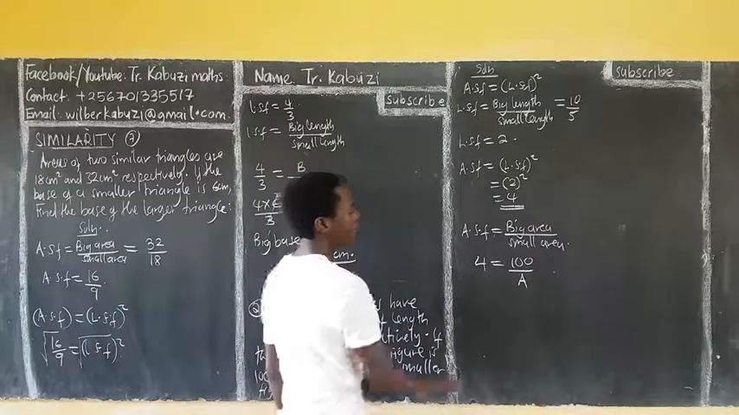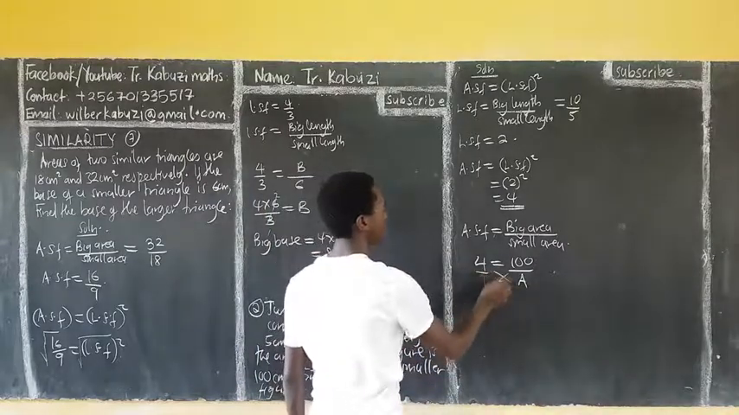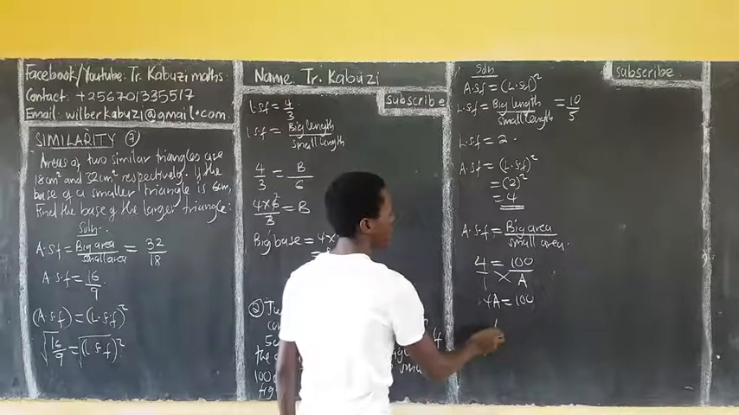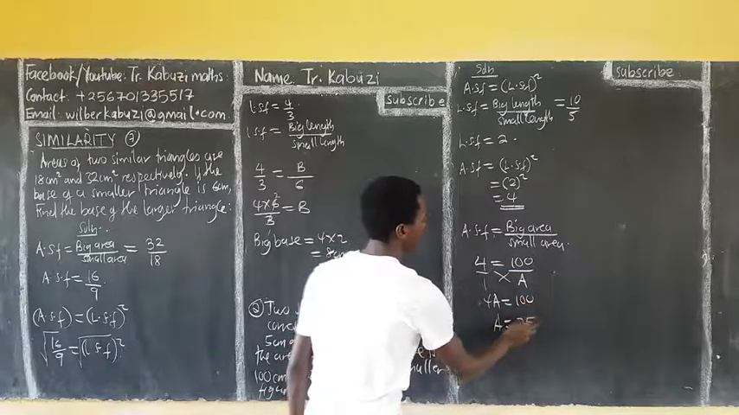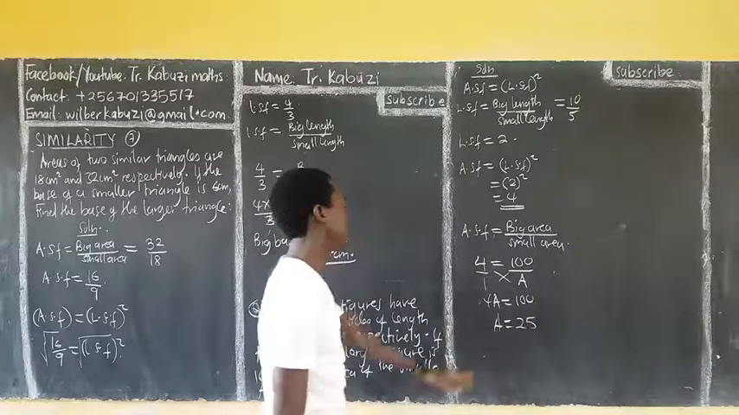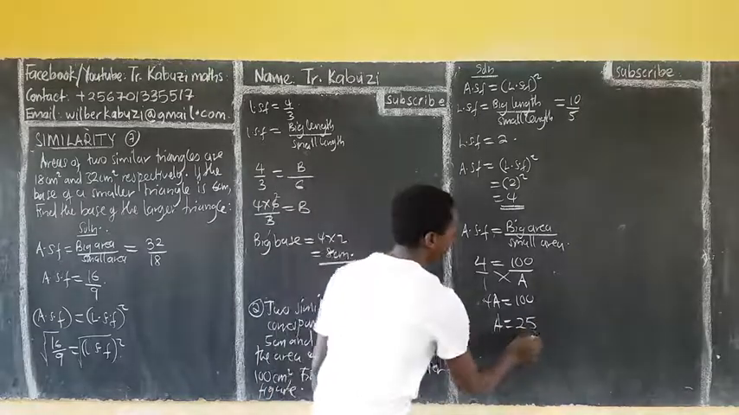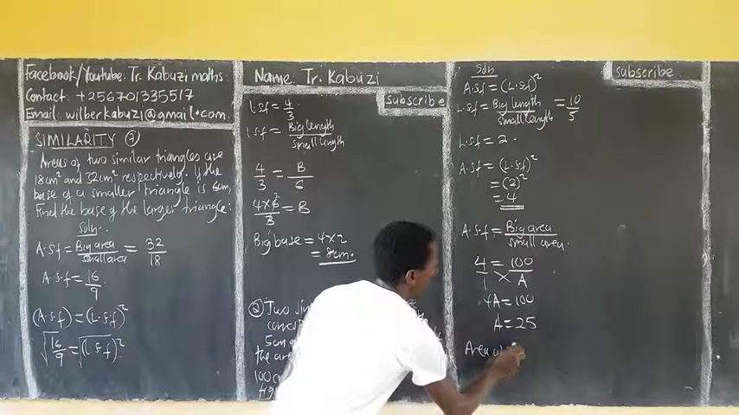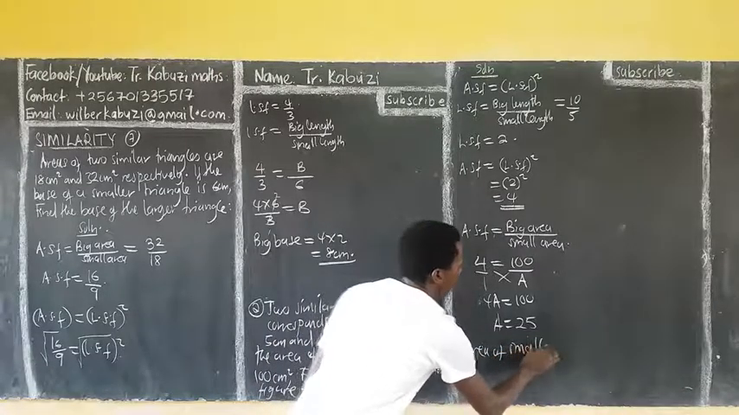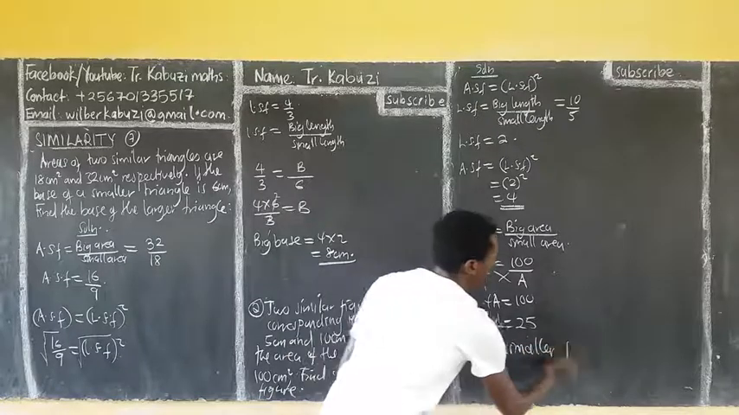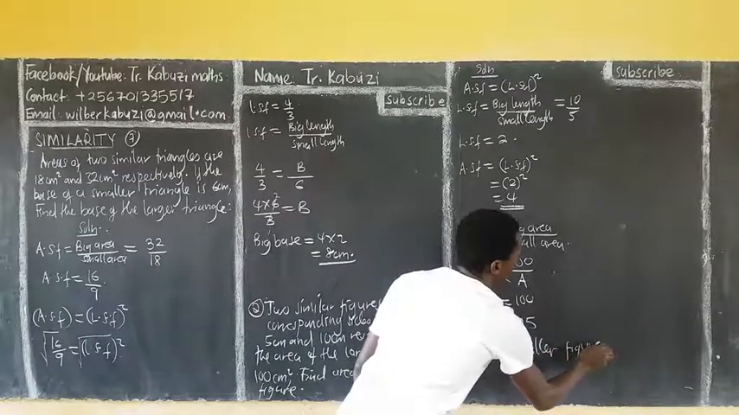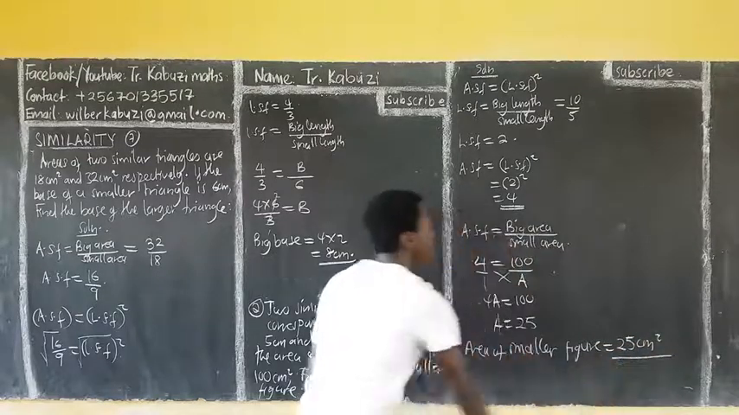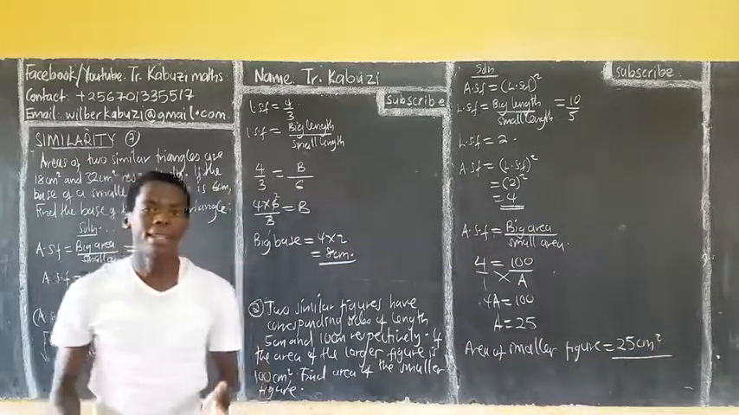If I cross multiply, 4 times A will be equal to 100, and so A is going to be 25. Because this is area, therefore the area of the smaller figure is 25 centimeters squared.